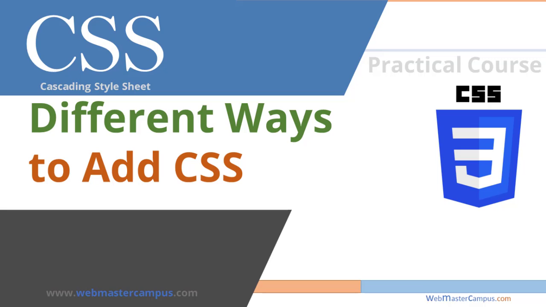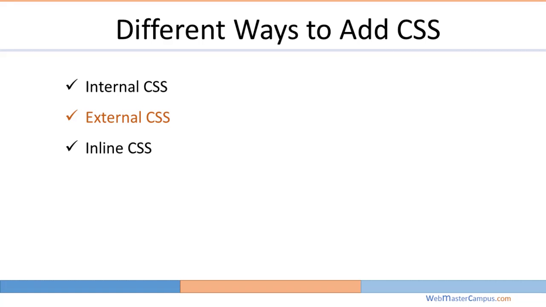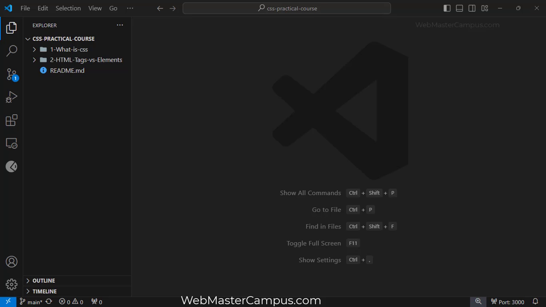In this video, let's talk about how to add CSS to HTML, or the different ways to add CSS to HTML. There are different ways to add CSS, and these are internal CSS, external CSS, and inline CSS. We are going to discuss each of them. So let's start with the first way, which is internal CSS.